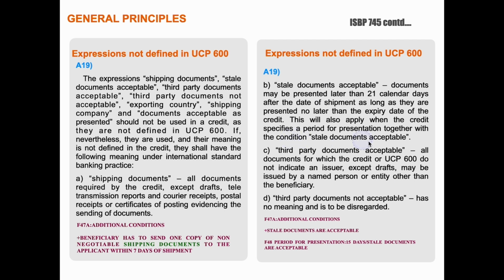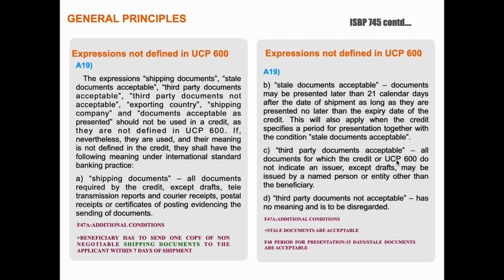Next one is third-party documents acceptable. It means all documents for which the credit or UCP 600 do not indicate an issuer, except drafts, because we know a draft must be issued by the beneficiary, may be issued by a named person or entity other than the beneficiary. So third-party documents means what? A document which is issued by someone other than the beneficiary. So if the LC states third-party documents are acceptable, then a document issued by someone other than the beneficiary is acceptable, as far as, for that particular document, neither UCP 600 nor the LC itself indicates the issuer.